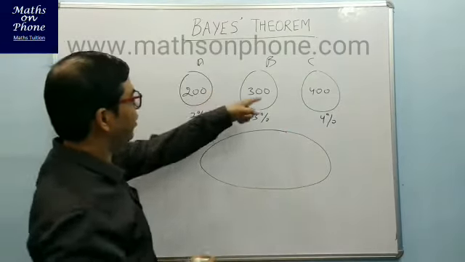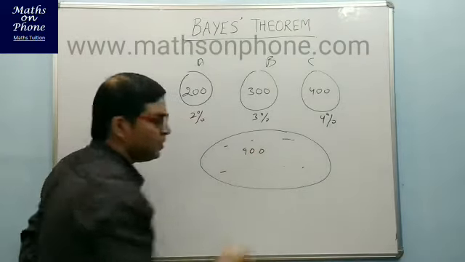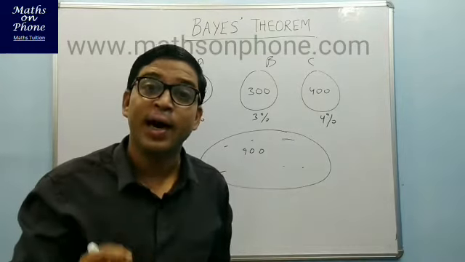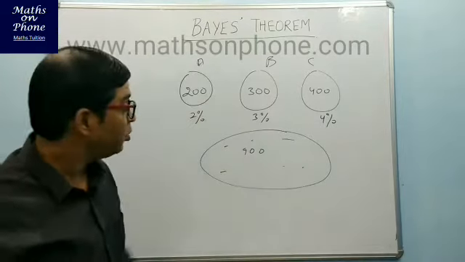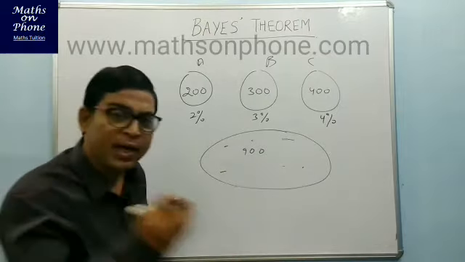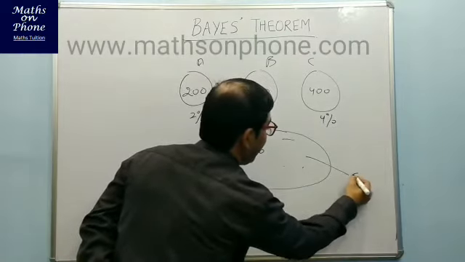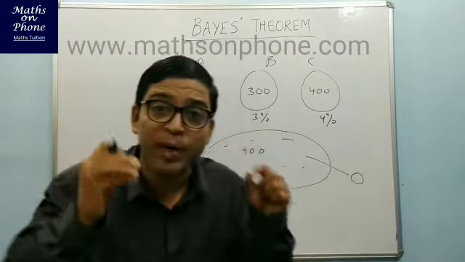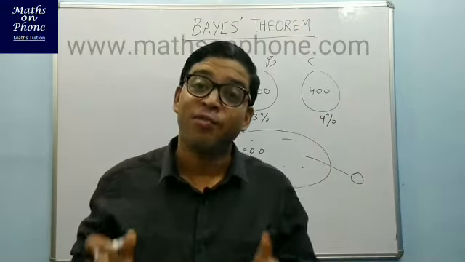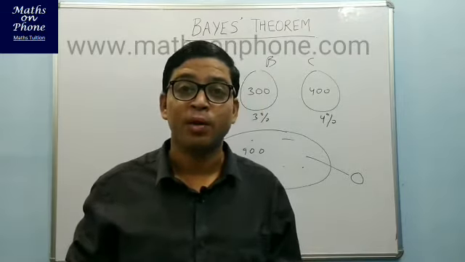How many toys? 500, 400, 900 toys. Okay. And then an inspector is coming to check the quality of the toys. He is picking up a toy. Suppose he picks up some toy and it is found to be defective. Now the question arises, from which plant has this toy come?